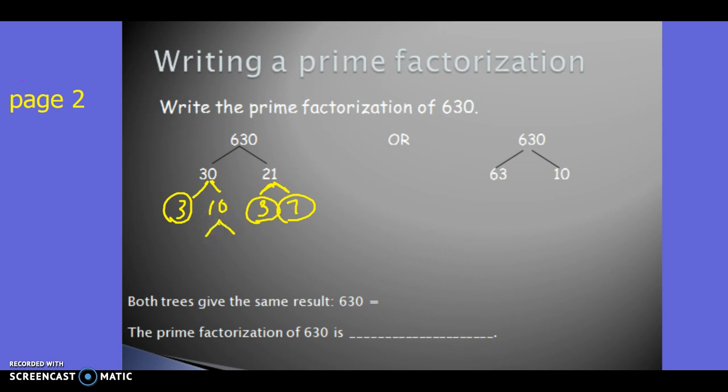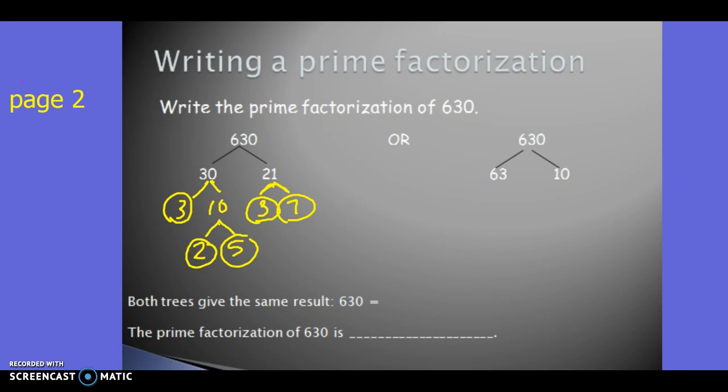and we need to keep going with the other numbers. Can you think of any two numbers when you multiply them together they give you 10? You should have come up with 2 times 5. Those are both prime numbers. I'm going to circle them. I'm done. So I have a list of prime numbers now for the number 630.